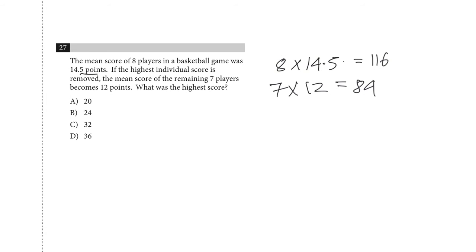Alright, 27. The mean score of 8 players in the basketball game was 14.5 points. Okay, if the highest individual score is removed, let's first do this. 8 into 14.5, the total score of the 8 players, that's exactly 116. The highest individual score is removed. The mean of the remaining scores of the 7 players becomes 12 points. So 7 into 12, which is 84. What is the highest score? So 116 minus 84 is the answer. That's 32. 32 was the highest score.